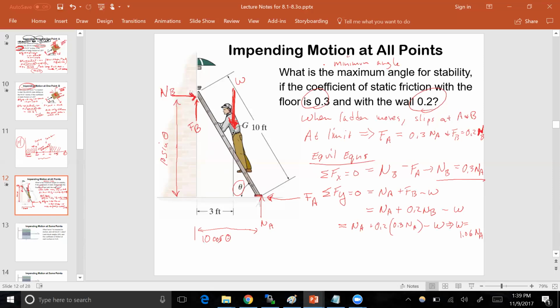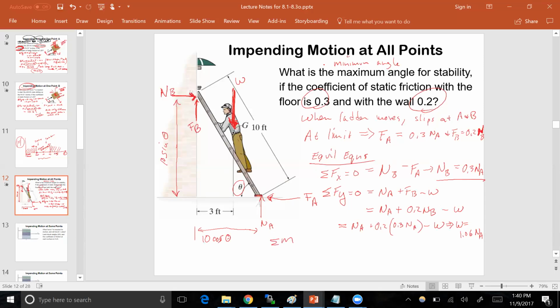Well, the last equation we can use to basically figure out what theta is. So we still have this equation, W equals 1.06 NA. It is not going to help us find theta yet, but it does help us reduce unknowns here. If we have a W, we can replace it with an NA, or replace NA with a W. And the last thing we're going to do then is the sum of the moments.